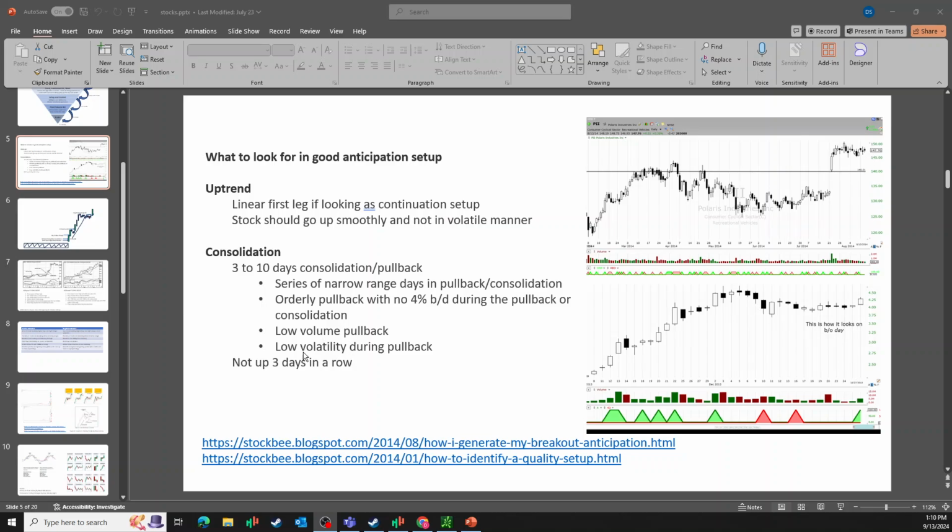And you'll notice one of the key elements here is it's not up several days in a row. If you look through any of Stockbee's videos, he has a lot of videos where he goes through the process of filtering out the stocks that he thinks are a good setup for a 4% breakout or for an anticipation setup. And you'll see he kicks out lots of stocks.